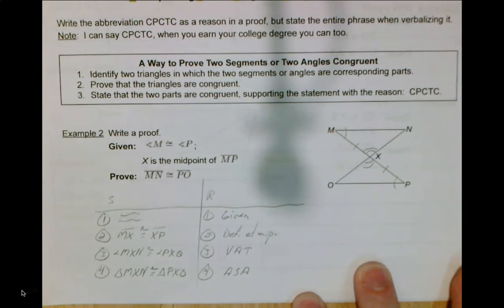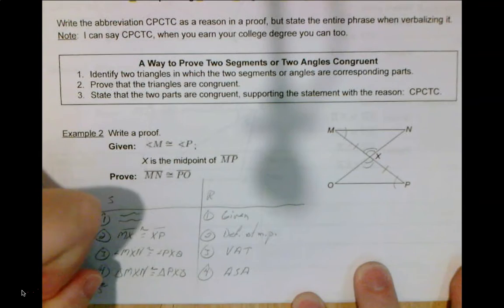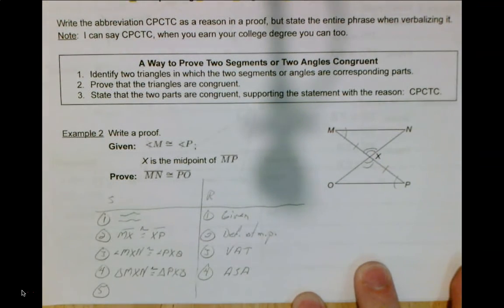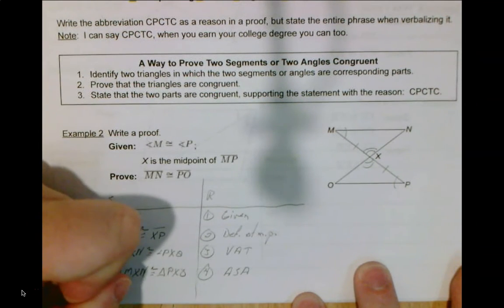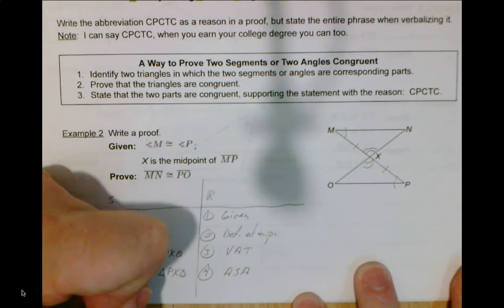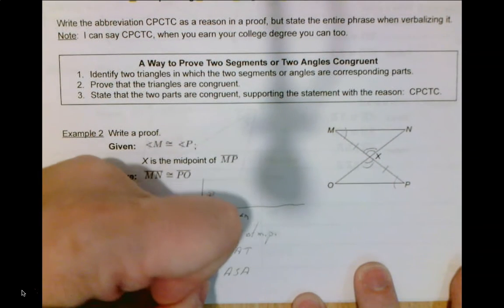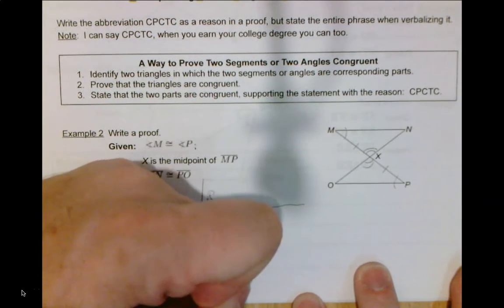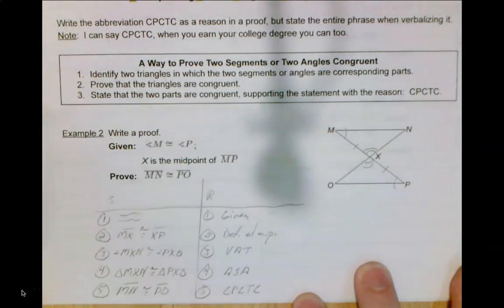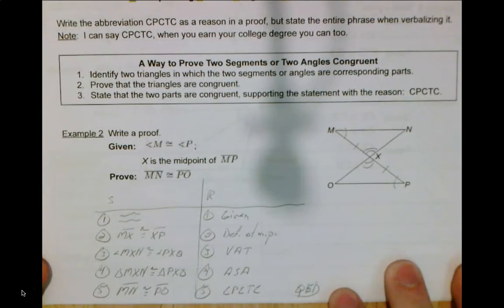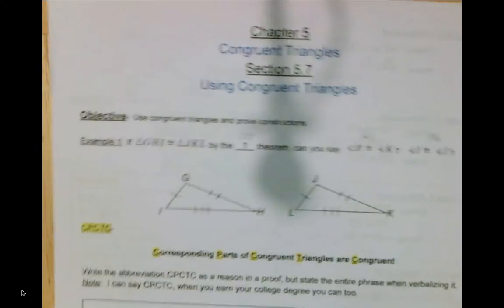Once we have the two triangles congruent, we can say all the other pieces parts that we didn't know were congruent before are now congruent, specifically the parts that we are trying to prove. Segment MN is congruent to segment PO. And that reason, CPCTC. QED. So that is example 2. Example 3.